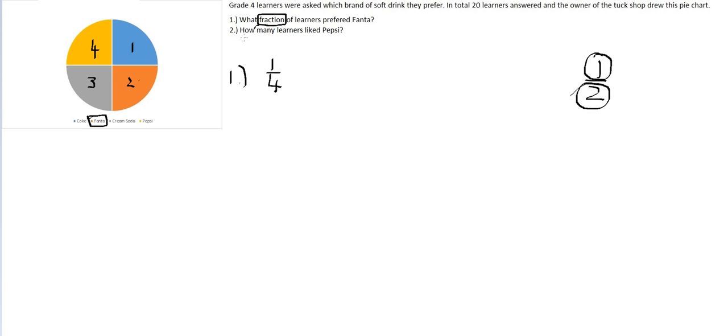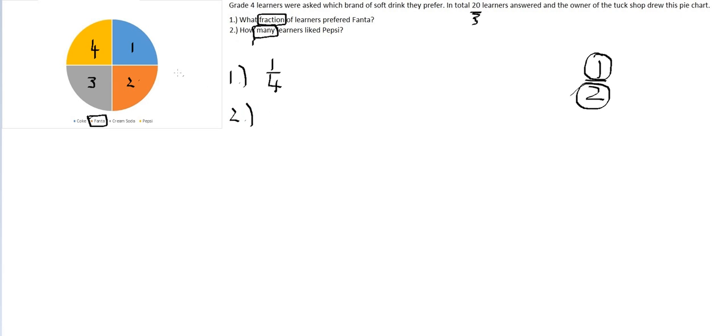Now for question number 2, how many learners like Pepsi? And again, there's a trick there. How many is different to the fraction. They want to know how many learners. Do we know how many learners there are in this pie? Yes, we do. They told us in total 20 learners answered. So there's 20 learners in the whole pie. But we don't have the whole pie. We've only got a certain slice of the pie, a certain amount of slices.